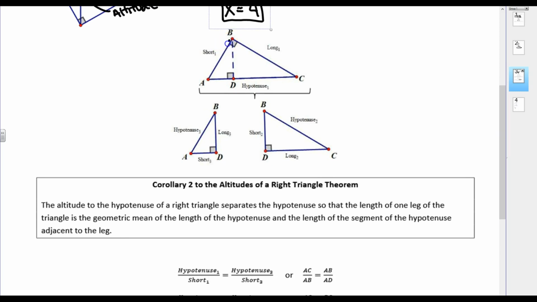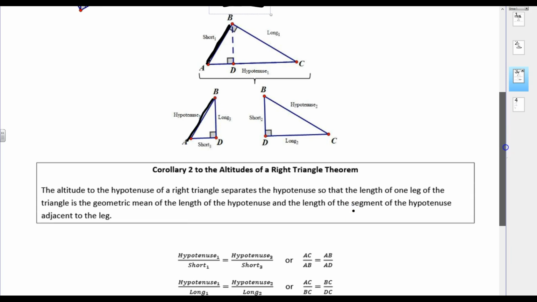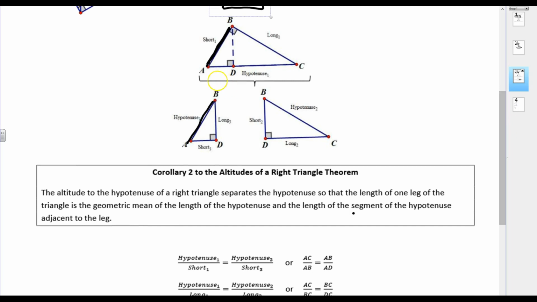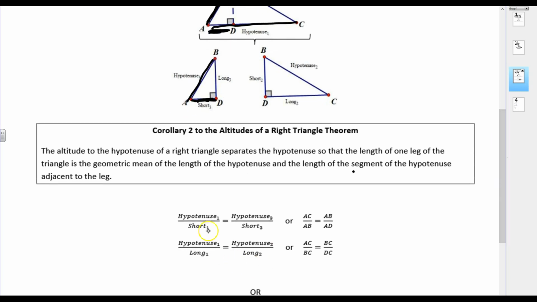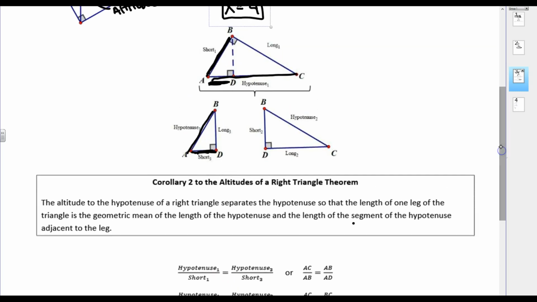If I'm looking right here at this leg, the short leg, that would mean that my short leg, or when I break it down, hypotenuse of the tiny triangle, is the geometric mean of the whole hypotenuse, which in this case we're calling hypotenuse 1, and the piece of the hypotenuse adjacent to the leg, which is this AD right here, or this short piece here, 3. And the reason for that is that they are the corresponding pieces of these triangles, right?